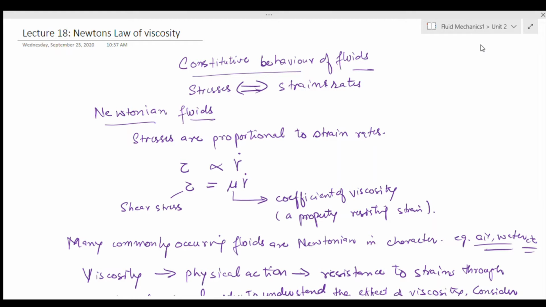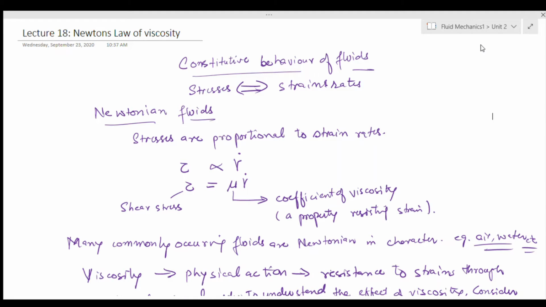In today's lecture, we are going to talk about Newton's law of viscosity. Up till now, we have talked about different strain rates. We have talked about volumetric strain rates. We have talked about shear strain rates using material line. And now we are going to take this a step further and talk about how stresses could be related to strains. This is known as the constitutive behavior of fluids.